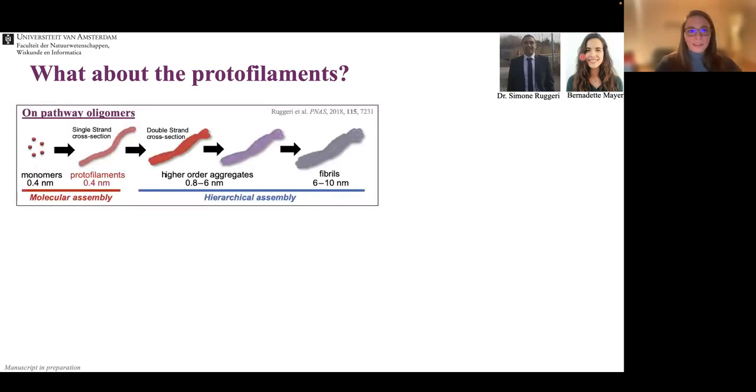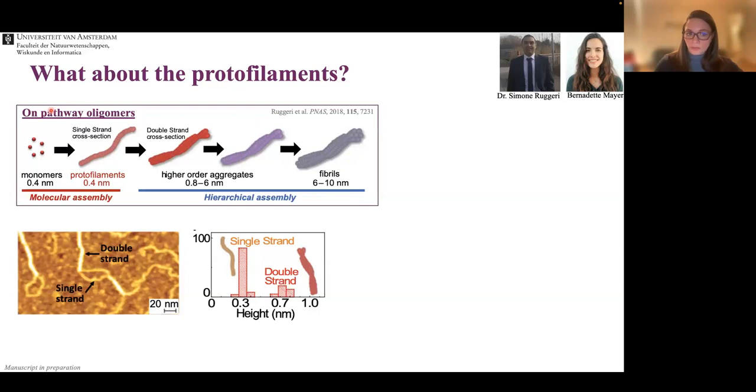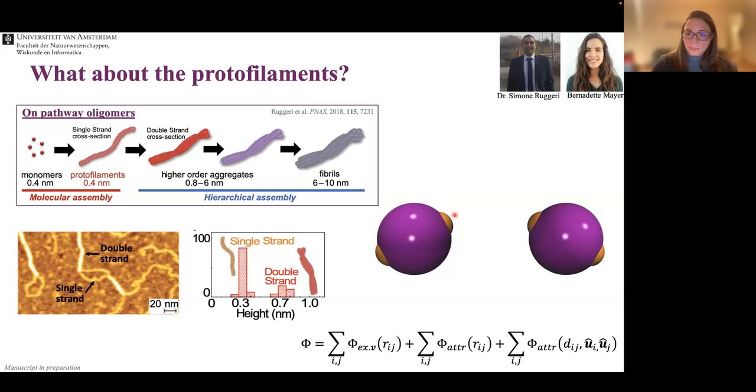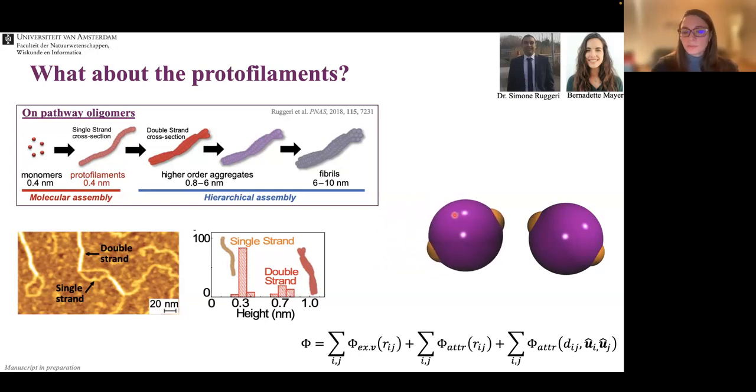So to capture these phenomena that were observed in experiments, we introduced a new coarse-grained model in which we represent a single protein as a single sphere with two attractive patches on the surface. We describe the interaction between two of these particles, first of all, by an excluded volume interaction to not allow overlap between the particles. Also, the particles can attract each other, mimicking hydrophobic interaction. But we also introduce a directionality driven by the interaction between the two patches, as described and also seen in experiments.